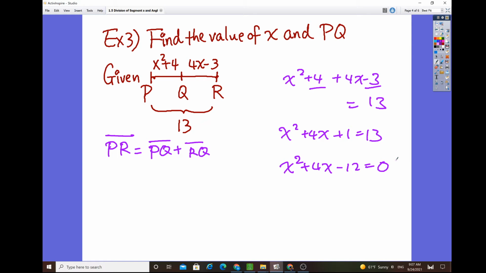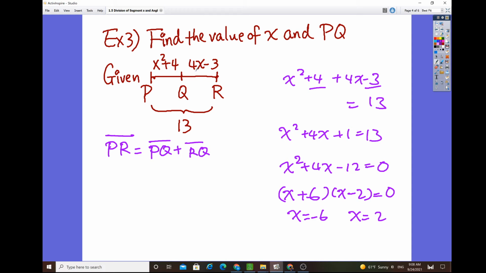And is this factorable? Let's see. We know that 6 times 2 would be 12, so we need one of those numbers positive and one negative. That means x plus 6 and x minus 2. You can always use the smiley face method that I talked about in the other video to factor it. Set equal to 0, we have x equals negative 6 and x equals 2. But you need to plug in a number and check.